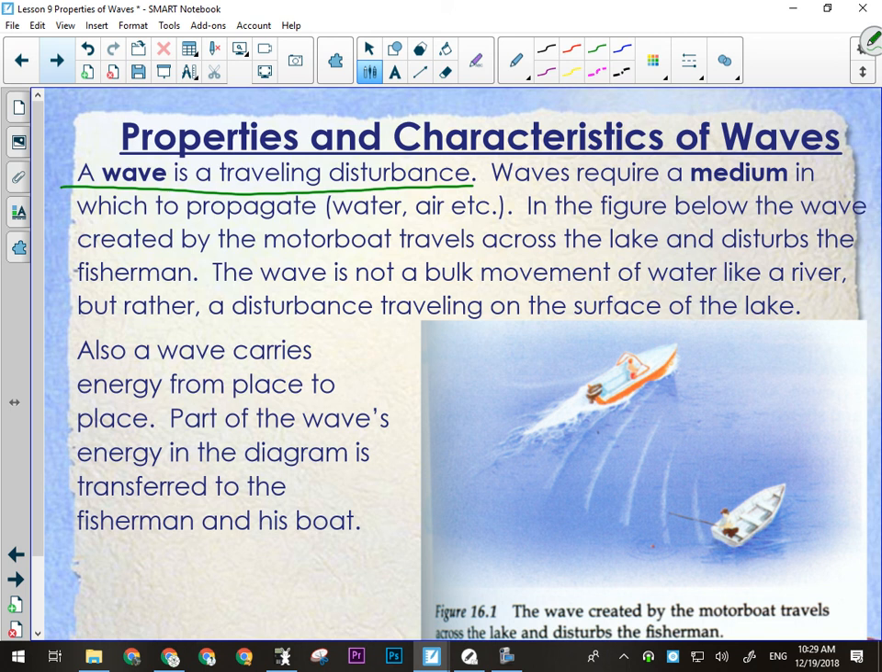The water moves up and down. Okay? So as a wave travels through the water, it lifts up, goes back down, and then returns to equilibrium. It simply oscillates up and down. That's it. The wave does not actually travel horizontally.